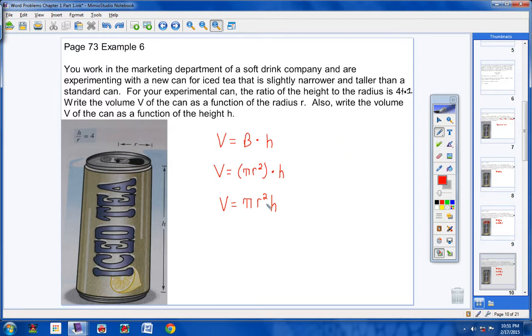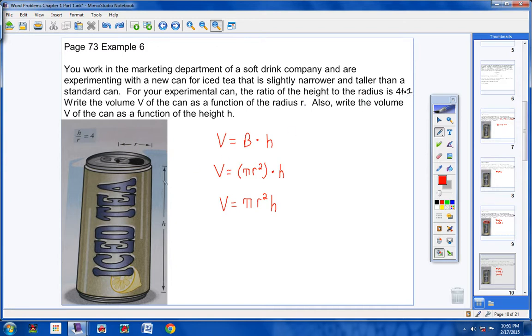Because look what I have here, guys. What do I want to get rid of? H. What do I want to replace it with? R. So I need an equation over here with h and r. Guys, I've got it right here, look. The ratio of the height to the radius is 4 to 1.